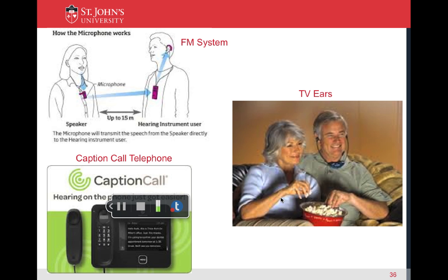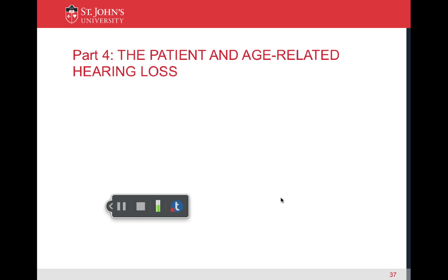Here are some pictures of FM systems or a captioned telephone. Texting is really great for people with hearing loss, provided they don't have any visual issues. And then you can get TV ears so that your spouse isn't annoyed by the volume of the TV.